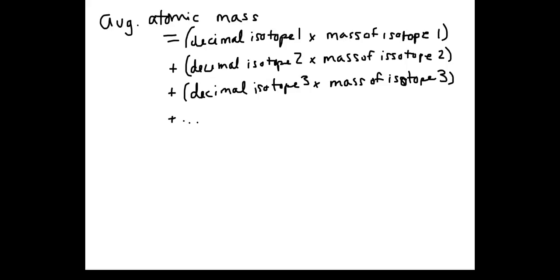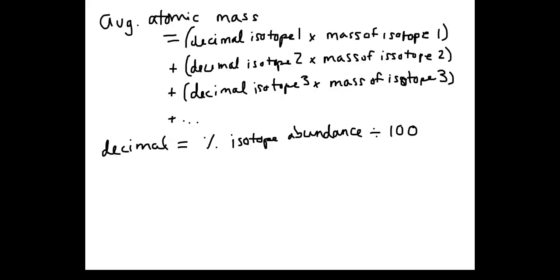When I say decimal, I'm talking about the decimal form of the percentage. How do you convert a percentage to decimal form? Divide by 100. So the decimal is equal to the percentage of that isotope's abundance, basically what percentage of the isotopes in the world are that weight, divided by 100. So for example, if I said 50% of copper was copper 63, my decimal would be 0.5.